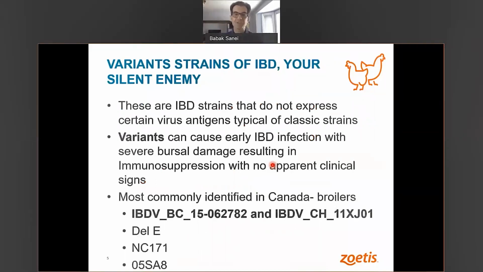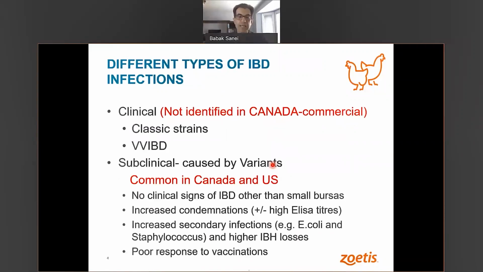So basically, the variant strain of IBD, which we have in Canada, is your silent enemy. They don't really directly cause mortality. You have to look for it, identify it, diagnose it, and then deal with it to get rid of it. So these IBD infections can cause severe damage to that bursal organ that I mentioned.